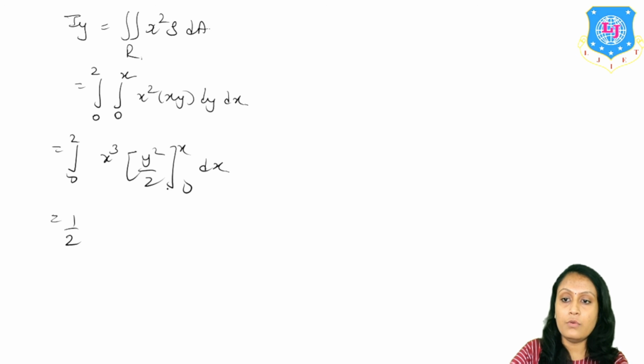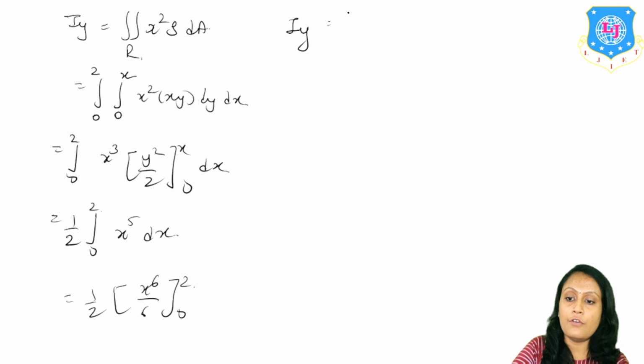Substitute the limit, take out 1 by 2 common, so integration 0 to 2, this is x cube into x square, so we have x raised to 5 dx. Integrate this, so this is x raised to 6 upon 6 and the limits are 0 to 2. Substitute the limit, so the answer of Iy is 1 upon 12 and here 2 raised to 6. On simplification, you will get the answer as 16 by 3. So this is the Iy.